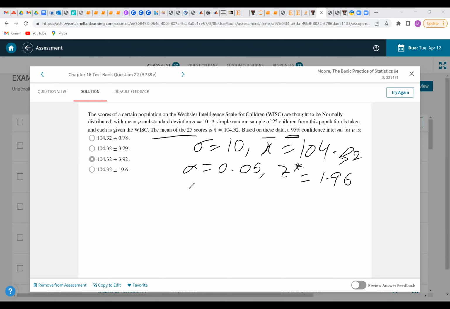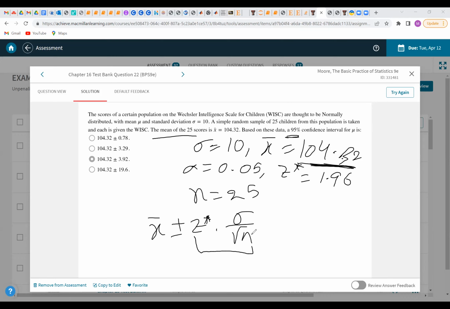A mean of 25 scores, so that means the sample size is 25. So we know that the confidence interval is x bar plus minus z star times sigma over square root of n. Okay, x bar is 104.32. Plus minus, we need to plug in the value of z star, sigma, and n. Then you will have this part is 3.92. So the answer will be 104.32 plus minus 3.92.